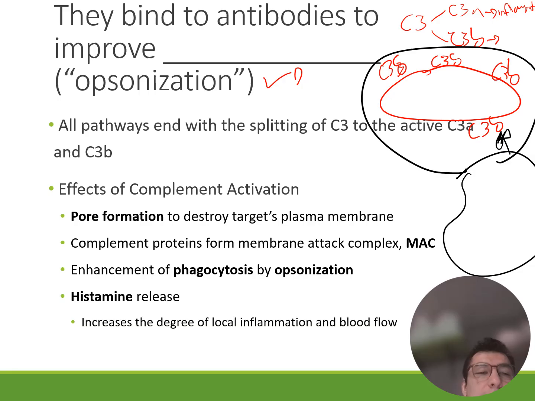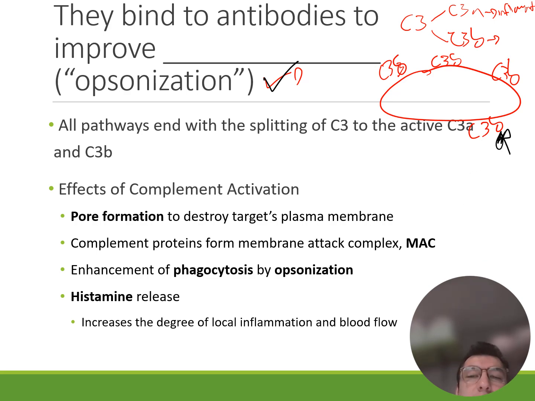There are a couple of effects from complement activation. Again, one is it is aiding in opsonization, which is the phagocytosis of that pathogen. Opsonization just means that we have C3b proteins coating that pathogen. Now that is making it easier for the macrophage to phagocytize this pathogen.